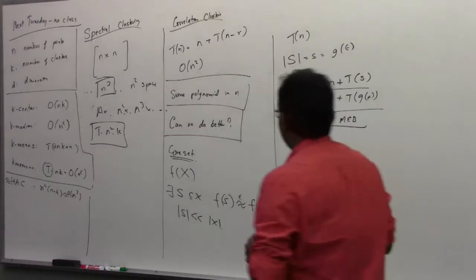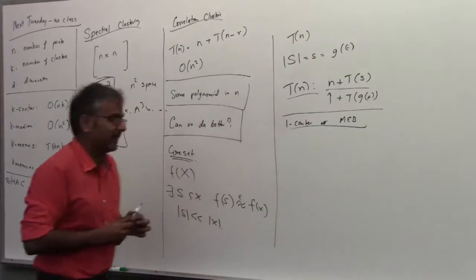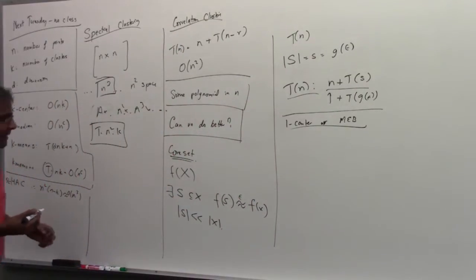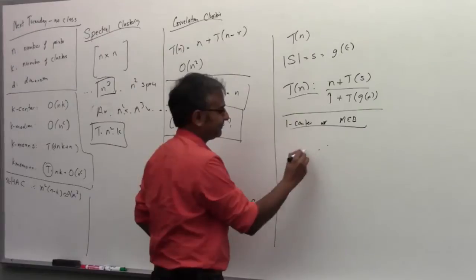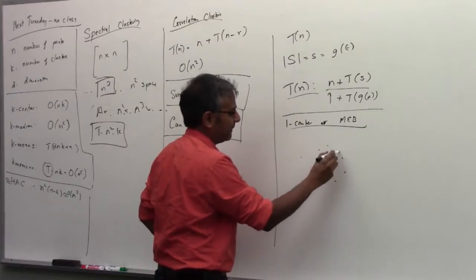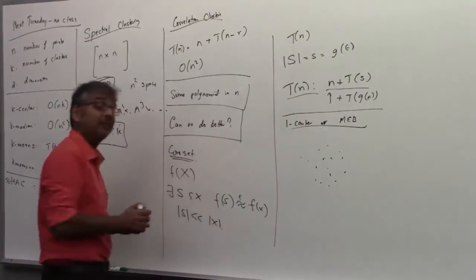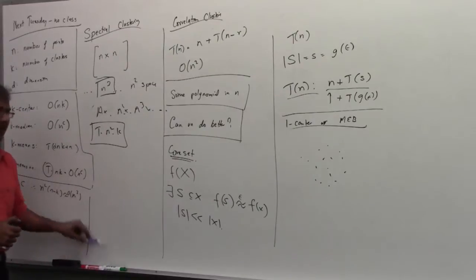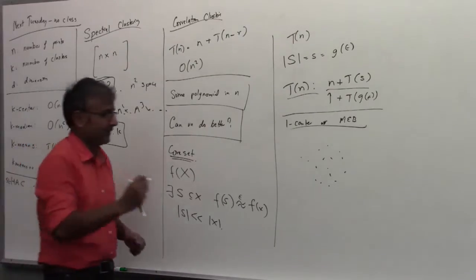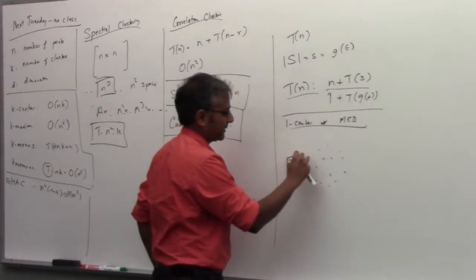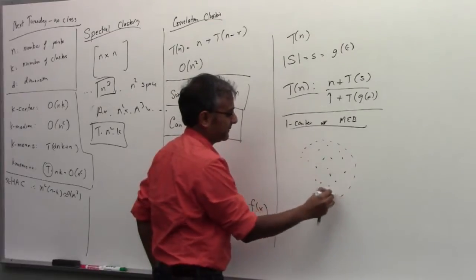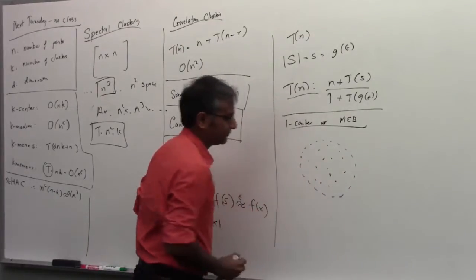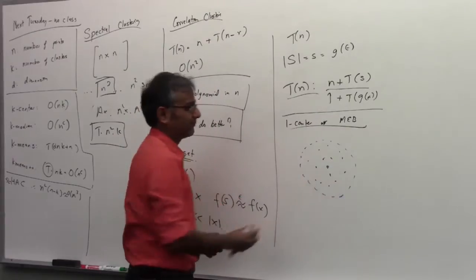All right. So let's look at this problem. In the one center MEB, you have a bunch of points, right? And you want to find a minimum enclosing ball. You want to find a single cluster, if you wish, of minimum radius. So it's like just the one center, basically, that encloses all the points.